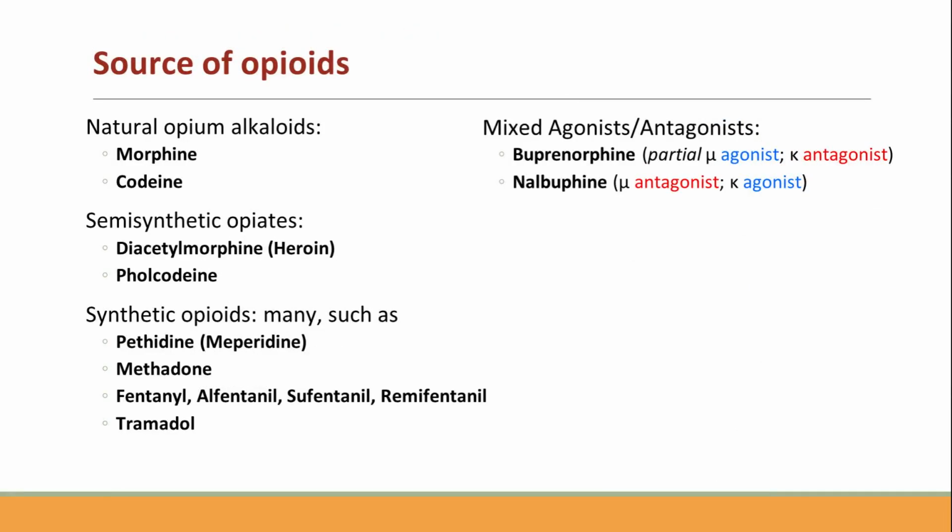We categorize opioids into natural alkaloids like morphine and codeine, semi-synthetic derivatives like heroin and hydrocodone, and fully synthetic agents such as fentanyl, meperidine, and methadone. Mixed agonist-antagonists, such as buprenorphine and nalbuphine, show agonist activity at some receptors and antagonistic activity at others, giving them distinctive clinical roles, particularly in dependence management.